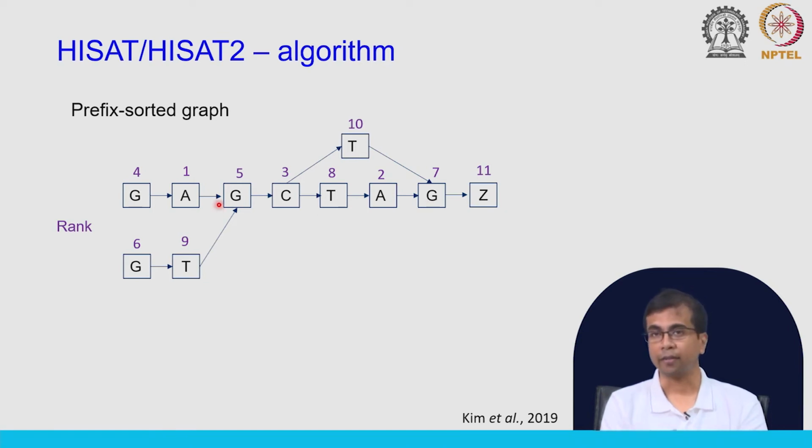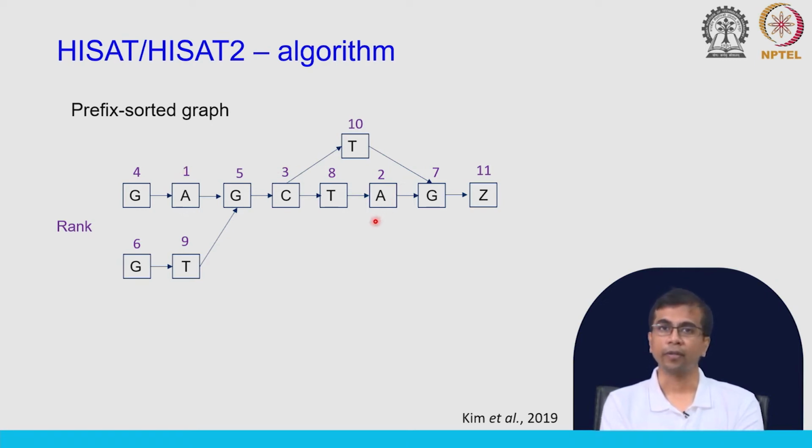A is lexicographically first, so these A's will come first. You have 2 A's, 1 and 2, and among these it is easy to decide which one. You have AGC and here you have AGZ. Notice this Z was not part of the sequence; it has been added to the graph to denote the end of the sequence, and it is lexicographically the highest value. So, this will come last. If you have AGC and AGZ, then this one is first, so this will get rank 1 and this will get rank 2.